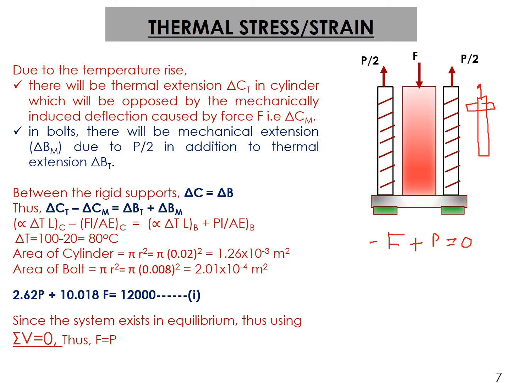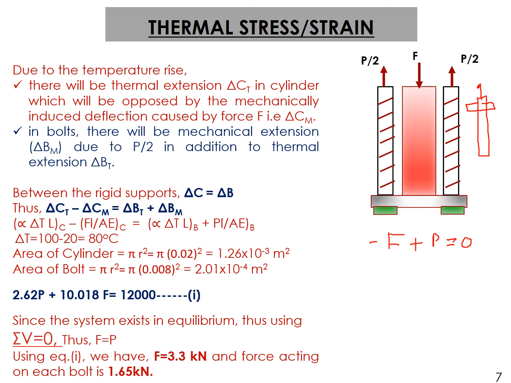Now from these two equations, we can substitute the value of F equals P in the first equation, and here you get the load acting on the cylinder is 3.3 and the load acting on the bolt is 1.65, or the total load P becomes equal to 3.3 only. See, that is how we deal with systems with different materials.